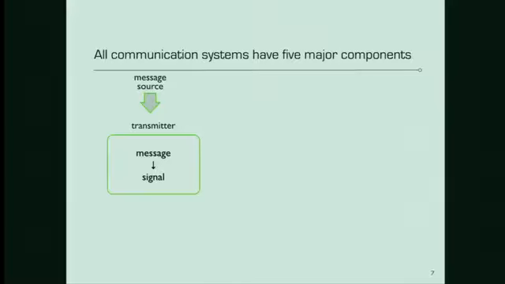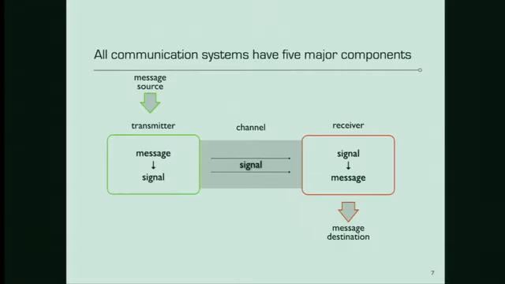The transmitter encodes a message into a transmittable form of that message, or a signal. The channel is a functional linkage between the transmitter and the receiver. And then the receiver decodes a signal back into a message and passes this to the message destination.